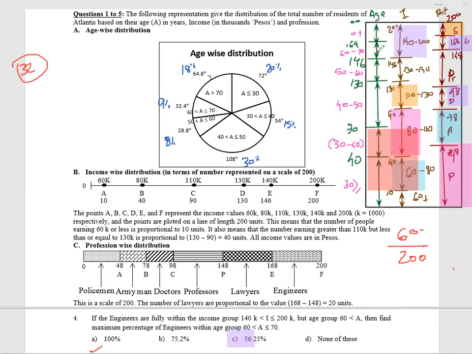All in top income group, which is above this 140. Which are these people? Now we want maximum engineer here. How many people we can fit in here? 46 to 164. 18 we can fit in our desired age group, which is 60 to 70. So out of 32 and 200, it will be very close to option C.